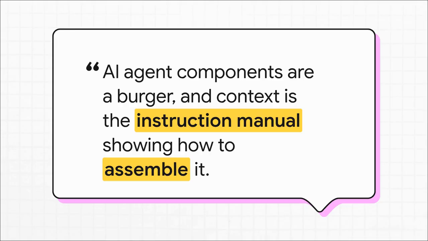The model itself, any tools it can use, its memory. You can think of those as all the ingredients for a burger. Well, context engineering is the instruction manual. It's the blueprint that tells the AI exactly how to assemble that burger, how all those components fit together perfectly to get the job done.